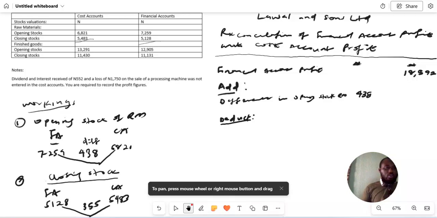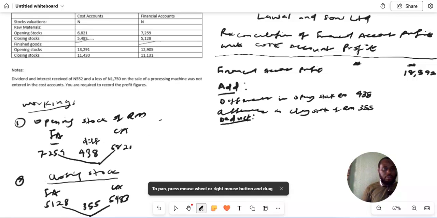So the raw material at close is the raw material that we have at the end. So then we have to consider the difference of 355. Okay, so let us do that. Difference in closing stock of RM. That is 355. Okay. So that's working two.